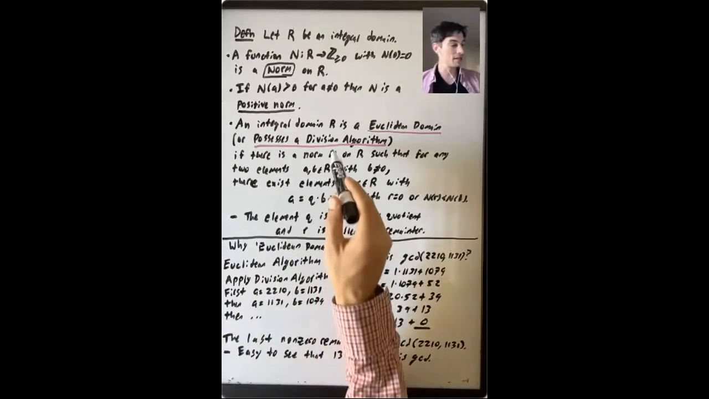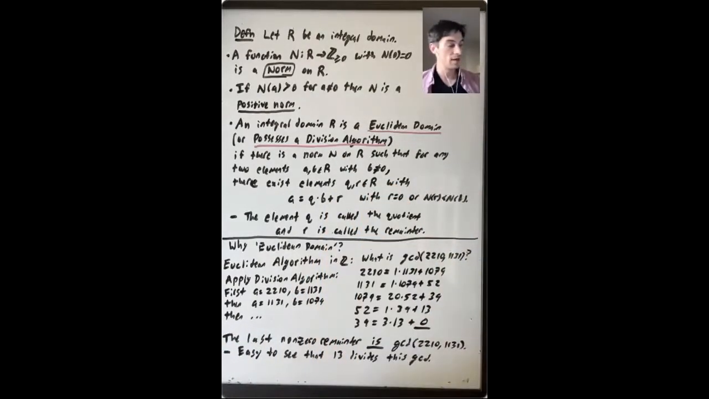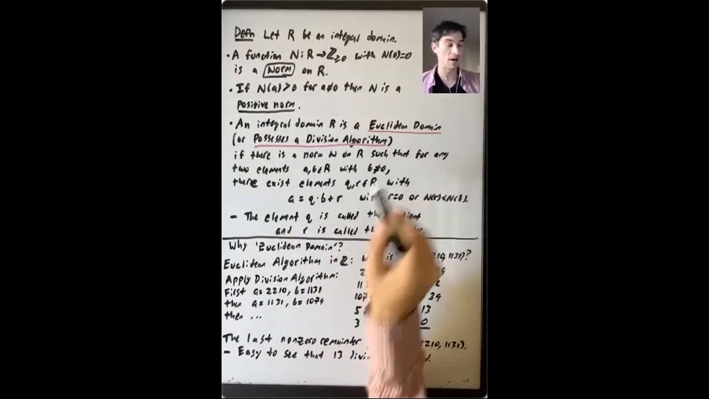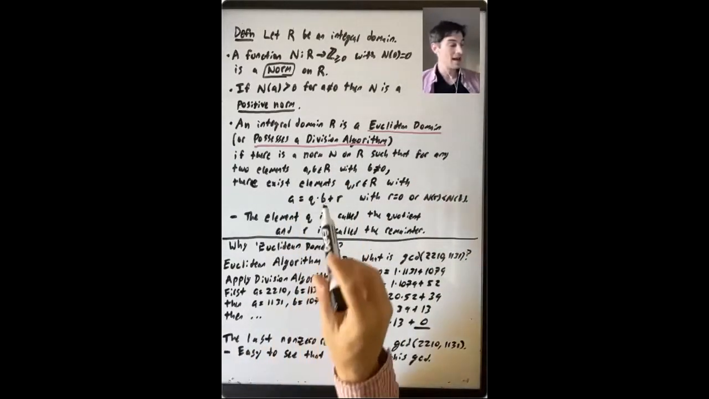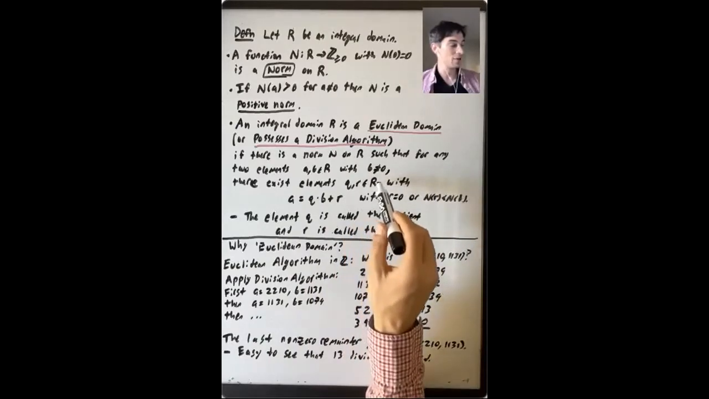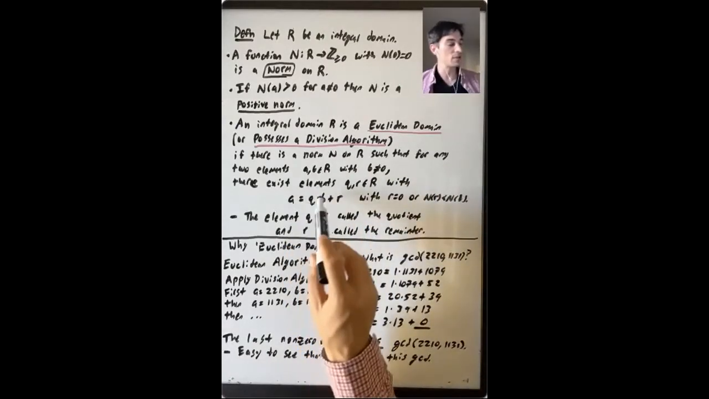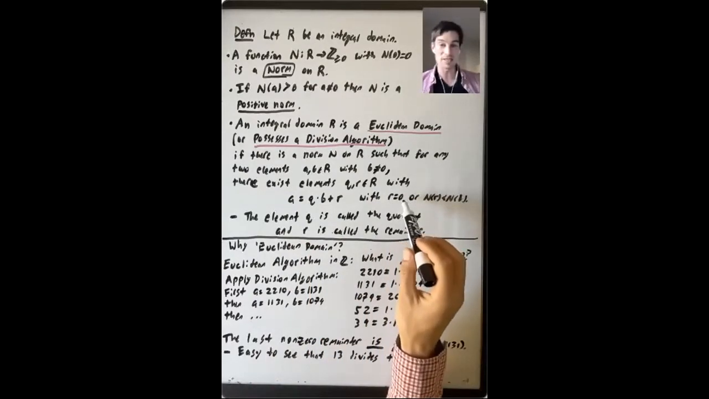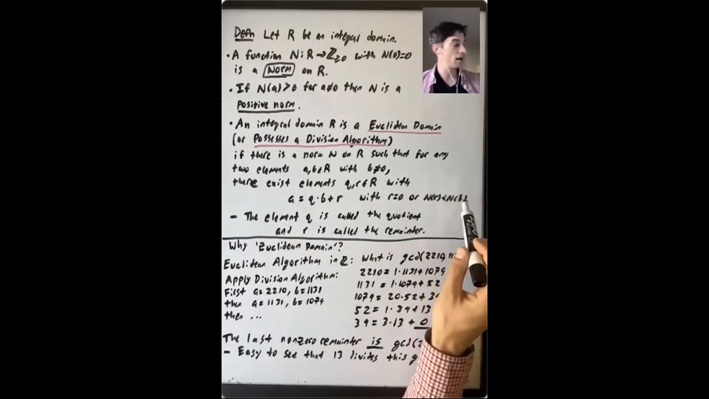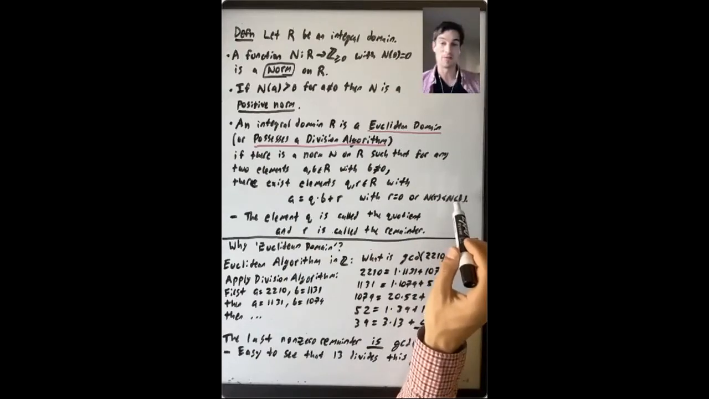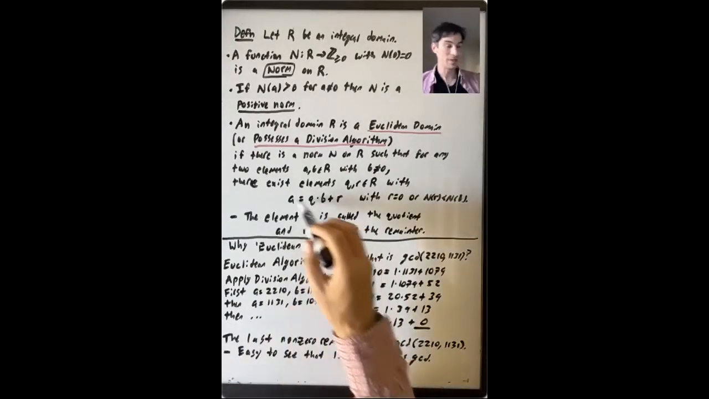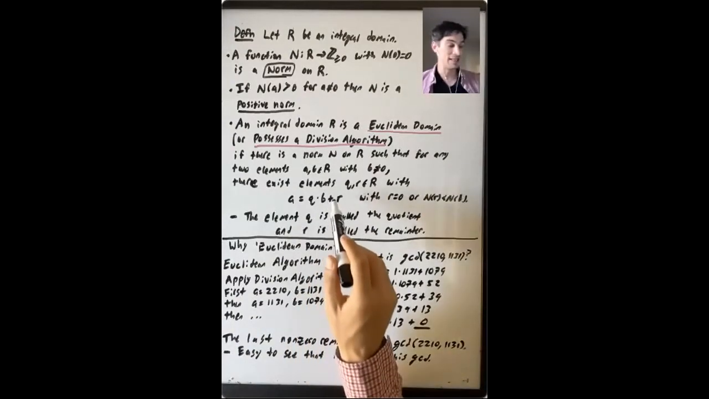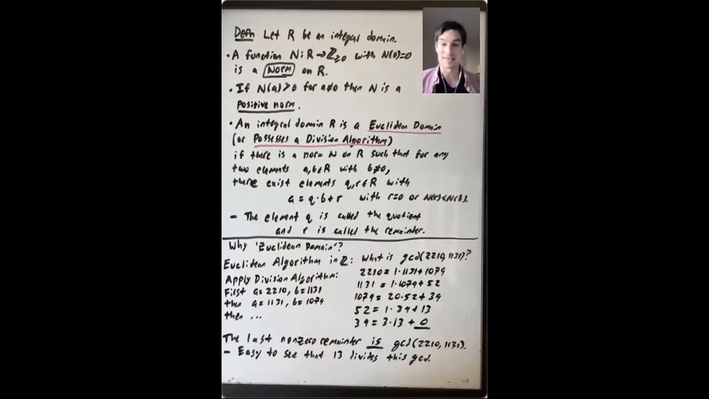If there is a norm n on R such that for any two elements A and B in R, where B is not 0, there exist elements Q and R in the ring where A equals Q times B plus R, with R either equal to 0 or the norm of R less than the norm of B. So what does this look like? It looks just like the division algorithm in Z and in F[x].